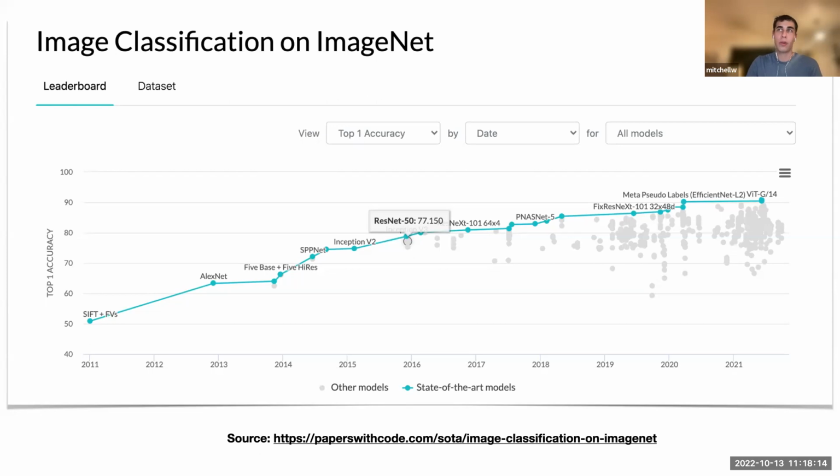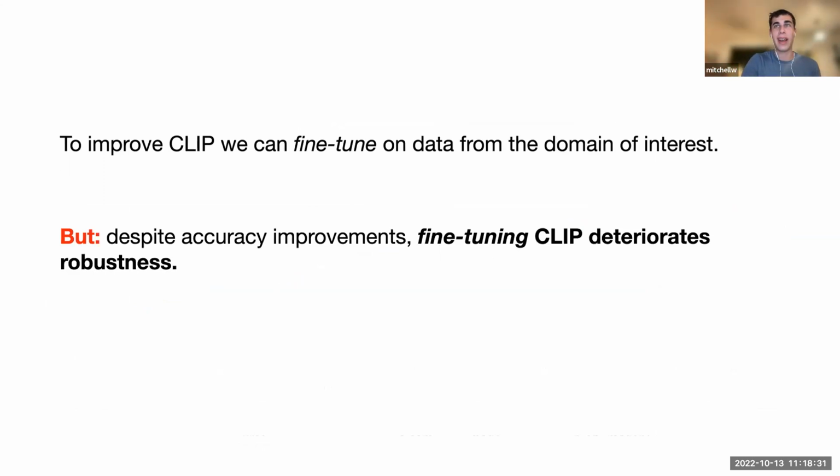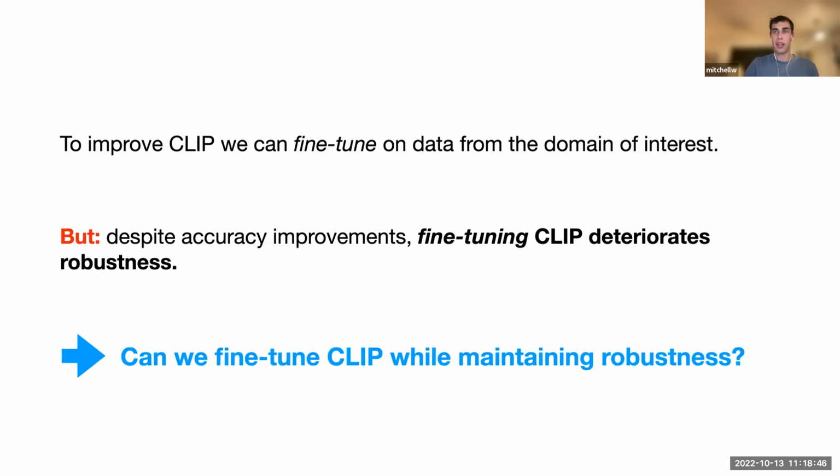So we should try to say, okay, great, CLIP is robust, but can we also make it accurate? To improve CLIP, we can fine-tune on data from the domain of interest. But we're going to run into an obstacle if we do this. Despite the accuracy improvements associated with fine-tuning, it's going to deteriorate CLIP's robustness if we just do so in a naive way. So this raises the question: can we fine-tune CLIP while maintaining robustness?